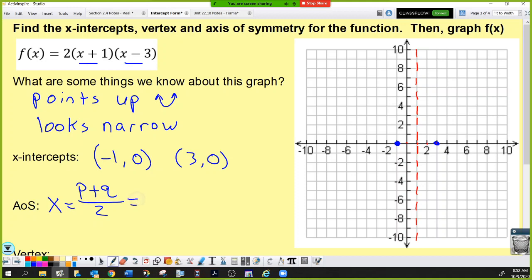Let's plug these numbers in. Negative 1 plus 3 divided by 2. Negative 1 plus 3 is 2, and 2 divided by 2 is, hey, look, x equals 1. Yeah, we know. Just confirming that the formula works.